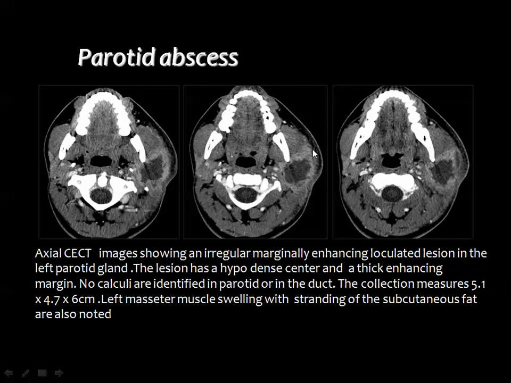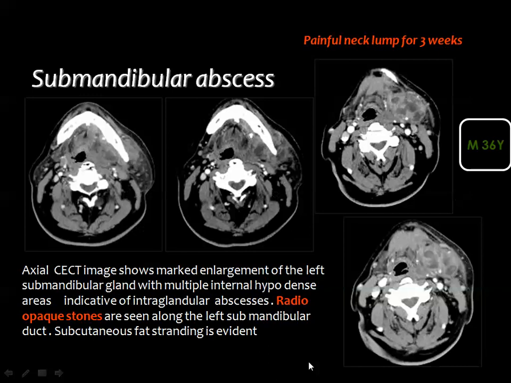The parotid gland is enlarged. There is a fluid containing lesion that is marginally enhanced within the superficial lobe of the parotid gland, and you can appreciate the stranding of the subcutaneous fat. And this is a submandibular abscess. You see the submandibular salivary gland is markedly enlarged with multiple marginally enhanced cystic hypodense loculi of pus collections.